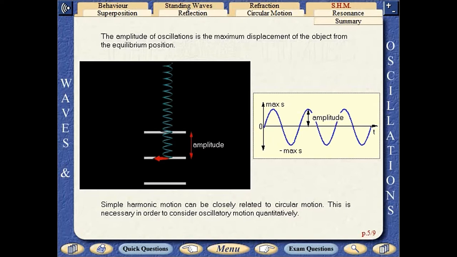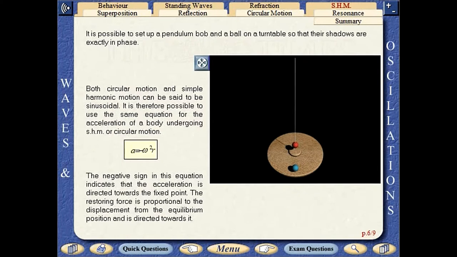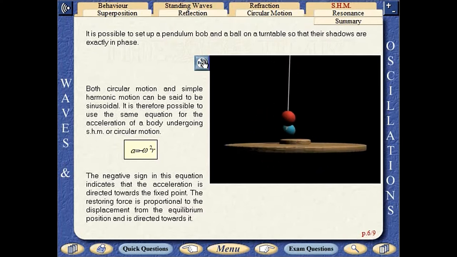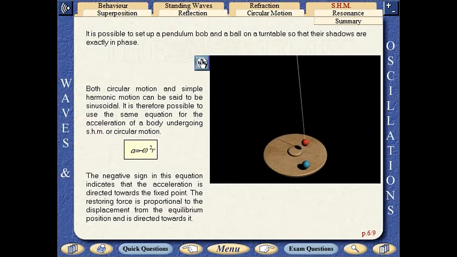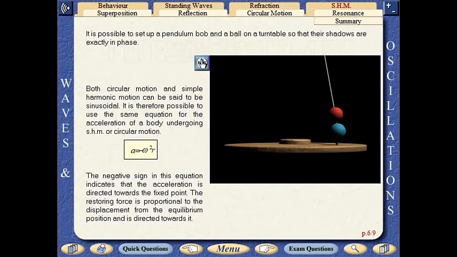Simple harmonic motion can be closely related to circular motion. This is necessary when considering oscillatory motion quantitatively. It is possible to set up a pendulum bob and a ball on a turntable so that their shadows are exactly in phase. Both circular motion and simple harmonic motion can be said to be sinusoidal. It is therefore possible to use the same equation for the acceleration of a body undergoing simple harmonic motion or circular motion. The negative sign in this equation indicates that the acceleration is directed towards the fixed point. The restoring force is proportional to the displacement from the equilibrium position and is directed towards it.